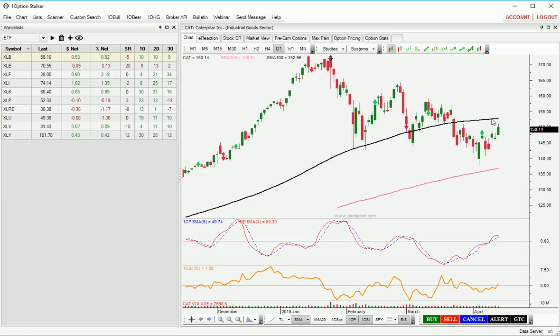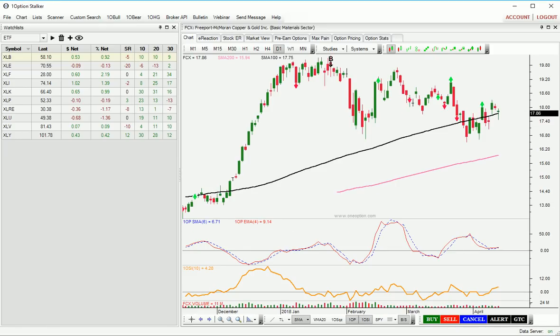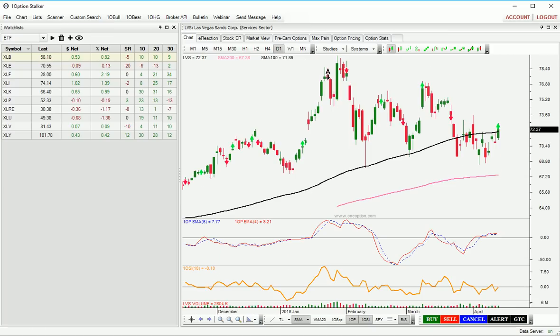Caterpillar, we're below that 100-day moving average. Something down in here would be nice, but we have to go too far out of the money to get anything decent for it. FCX, you could use that 100-day moving average right there. That wouldn't be too bad. I'm just very quickly going through now. This is kind of nice. It's just poking above that 100-day moving average.